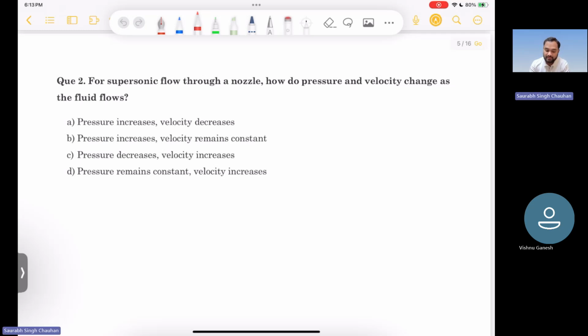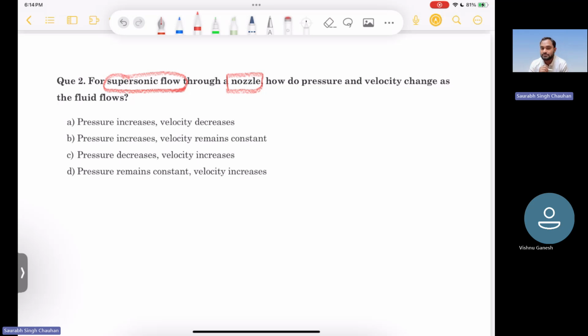Question number 2 says, for the supersonic flow through a nozzle, how do pressure and velocity change as the fluid flows? Supersonic flow means Mach number is greater than 1. Through a nozzle, how do pressure and velocity change as the fluid flows? Again, it doesn't matter whether it is supersonic, subsonic or hypersonic.